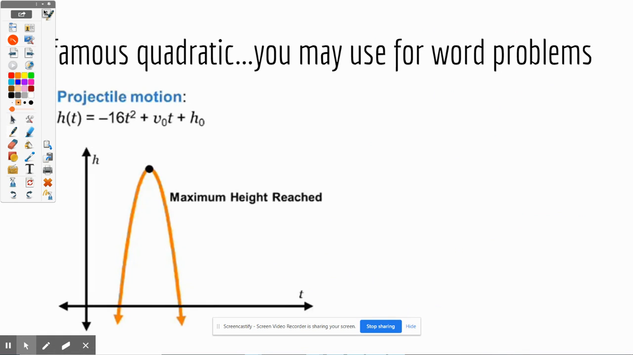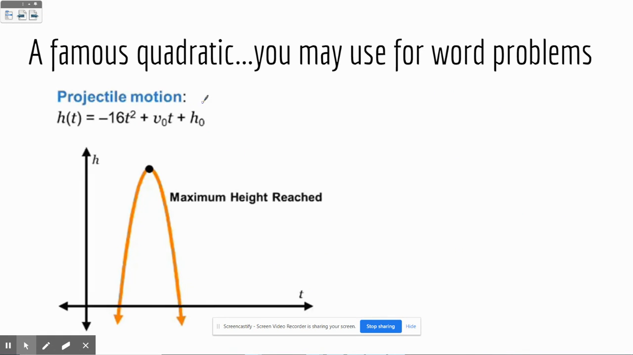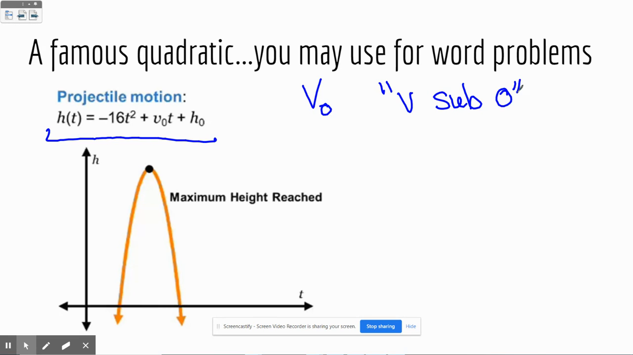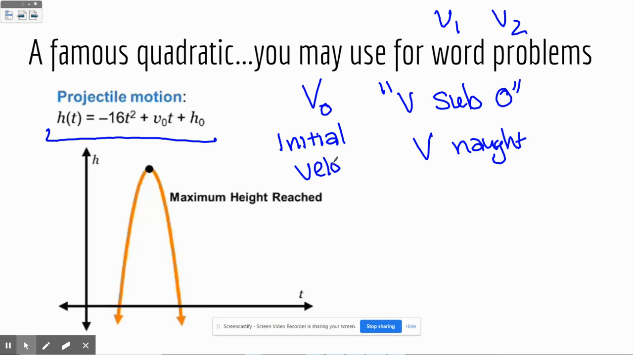Now there's this guy. This is a very famous formula that you will use sometimes, and this is for projectile motion. The little O here, we call that V sub O. That's how you say it. Or sometimes sub-zero, I say V sub O. Some people call it V naught, which also means sub-zero. In physics, they like to use things like V1, V2 for different velocities because you're dealing with velocity a lot. This is what is called the initial velocity.